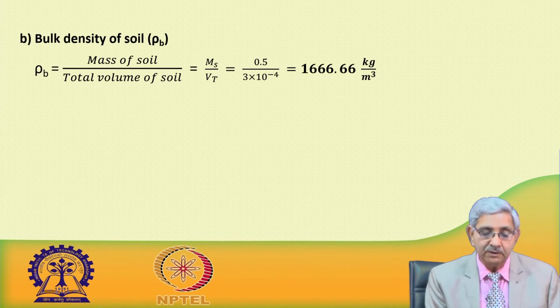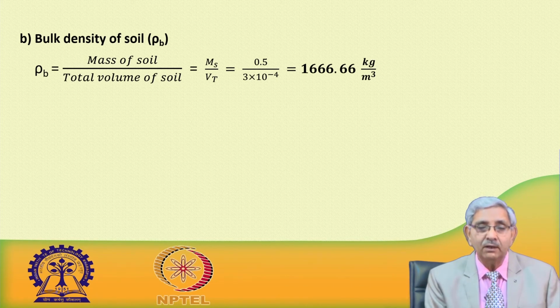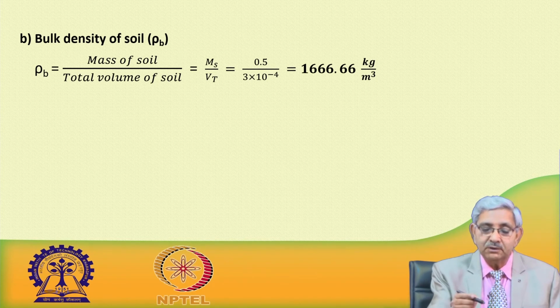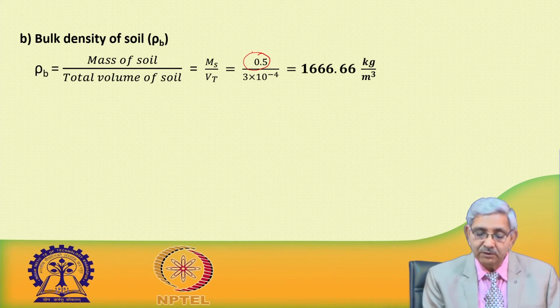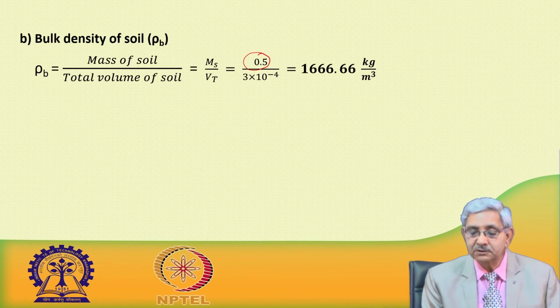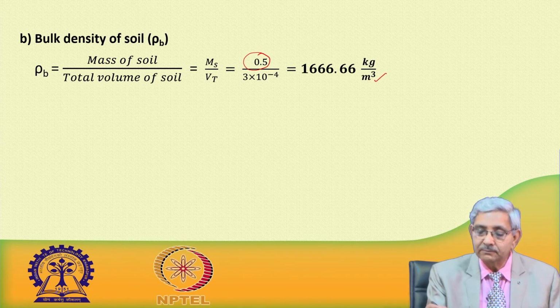Second part, it is asked what is the bulk density of the soil. Bulk density is defined as the mass of soil divided by the total volume of soil. So, the total mass of the soil is 0.5 kg, and the total volume of the core cutter or core sampler is 3 into 10 to the power minus 4. This is equivalent to 1666.66 kg per cubic meter.